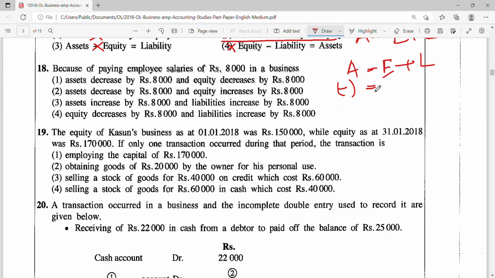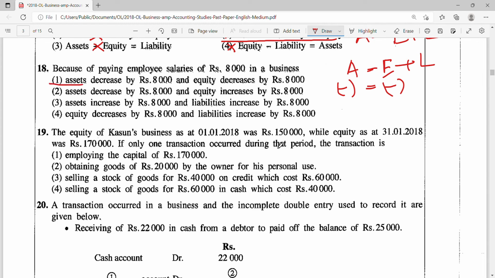Profitability gets added to the owner's equity. So here there will be a reduction in the owner's equity as well. Why? Reduced profit. Now think like this. If you didn't pay employee salaries, that 8,000 would still remain in the business and your profit would have increased by that 8,000. Now you have to pay that 8,000 as expense, so your profitability will decrease, which will impact your equity. So the correct answer here is assets decrease by 8,000 and equity decreases by 8,000.